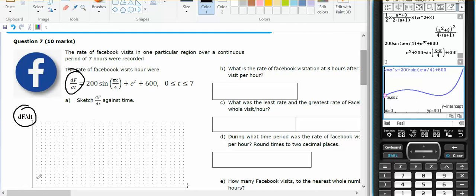So 100, 200, 300, 400, 500, 6, 7, 8, 9, that's 1000. 1, 2, 3, 4, 5, 1500. Okay, and I'm going to start here at 0, 601.